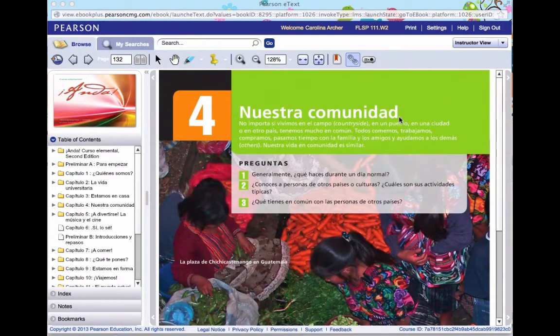In chapter 3, in capítulo 3, we talked about the house and how to describe and refer to different parts of the house. Now we're going to expand a little bit and go to the community. How to describe different places in the community, and what kind of things you can do or you can participate in. So we're going to continue to add more verbs to your list and more vocabulary.